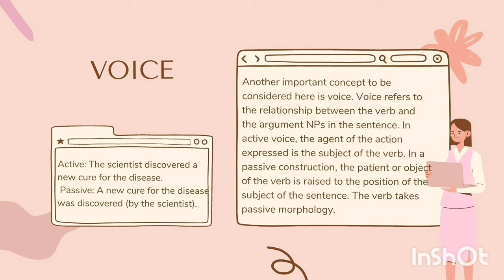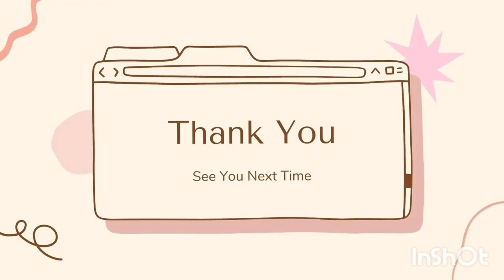The following example from English shows both types of constructions. For the active voice, the scientist discovered a new cure for the disease. For the passive voice, a new cure for the disease was discovered by the scientist. These are the mainly seen morphological properties of the English verbs.